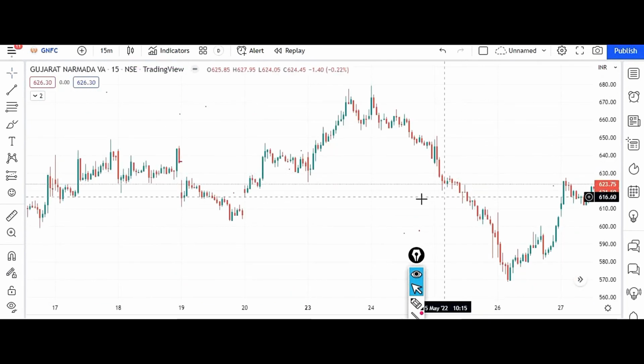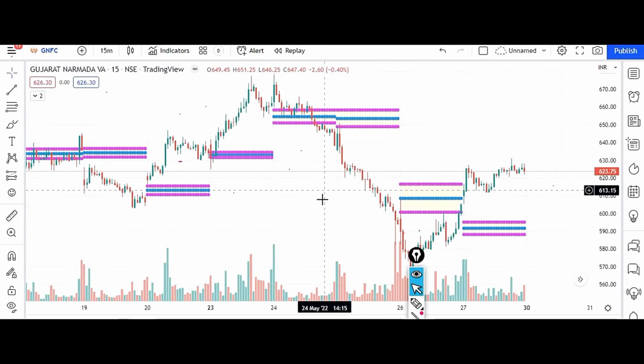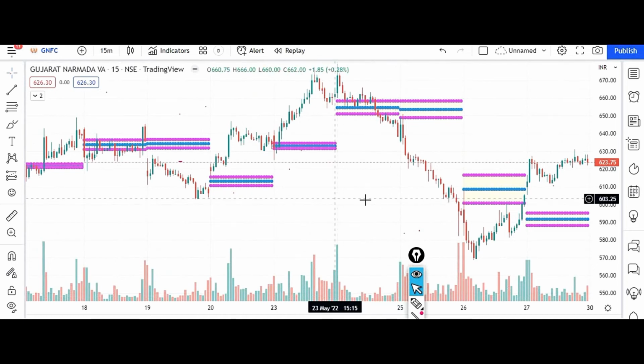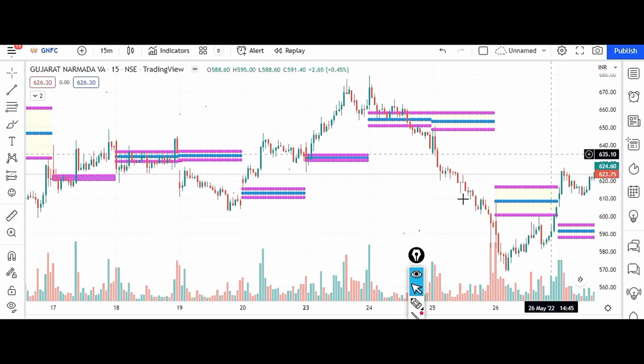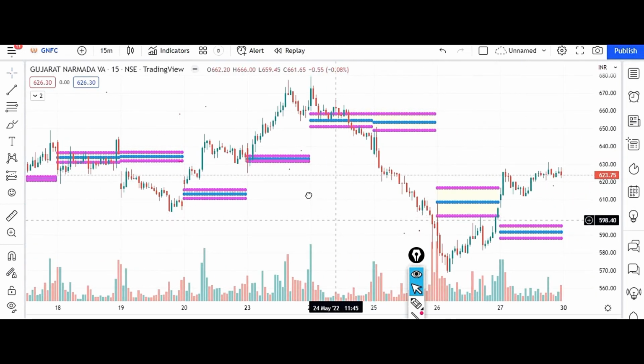Think of high beta stocks; those stocks will move very well. If a stock is not moving well and is just making mixed, choppy moves, don't take such stocks.